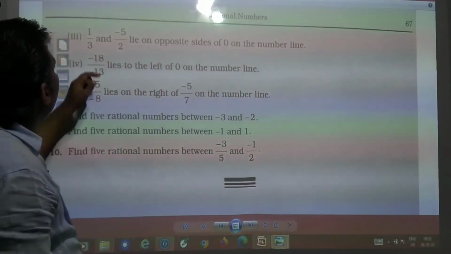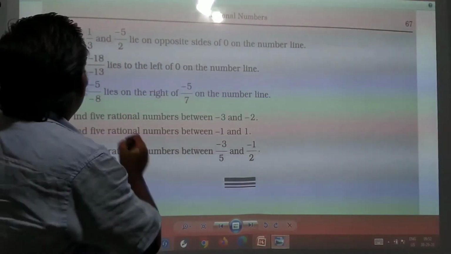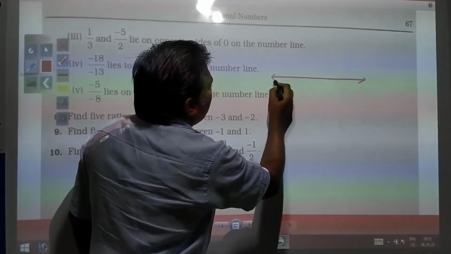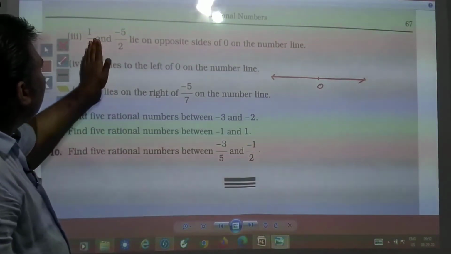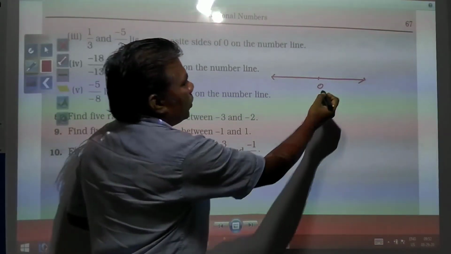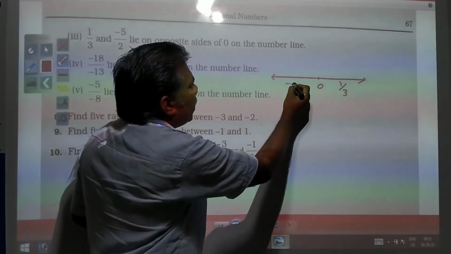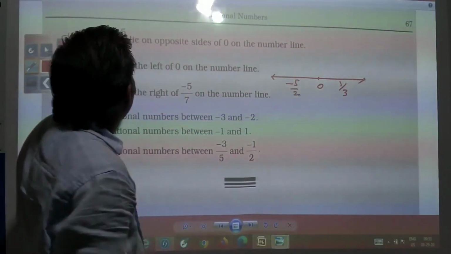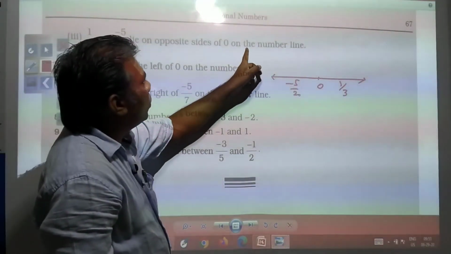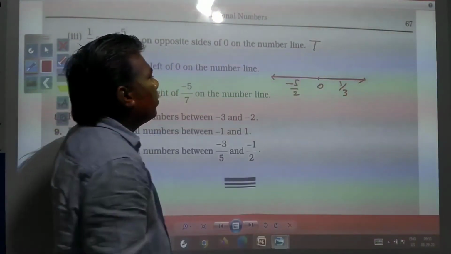Then we have: 1 by 3 and minus 5 by 2 lie on opposite sides of 0 on the number line. Here you see, this is your number line, this is 0. We need to see which side 1 by 3 will be, right side or left side. Since this is a positive number, it will be on the right side. Since this is a negative number, it will be on the left side. So 1 by 3 and minus 5 by 2 lie on opposite sides of 0 on the number line. They are on opposite sides, and that's why that will be true.